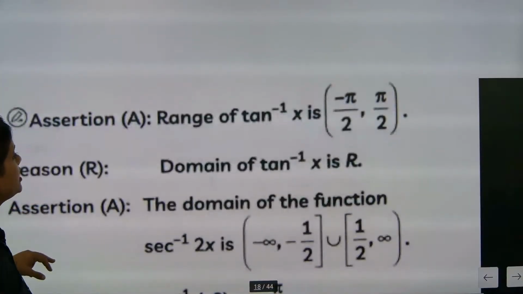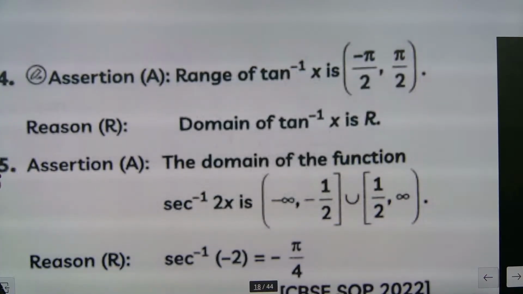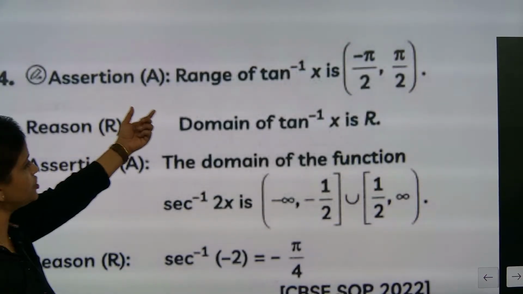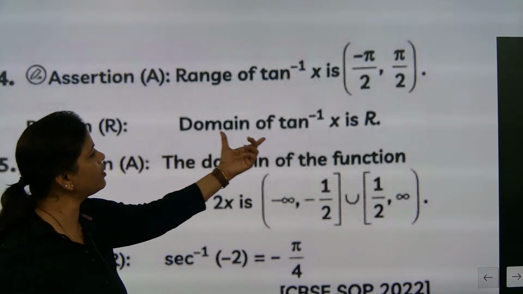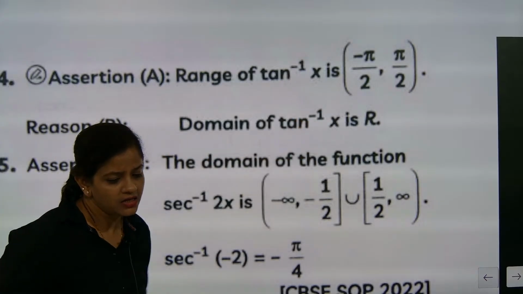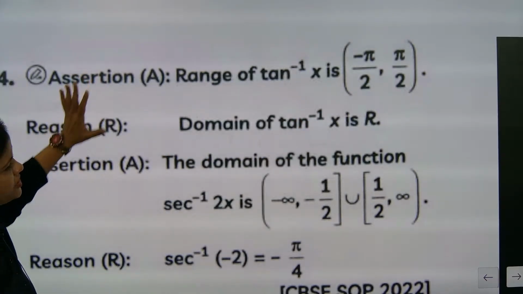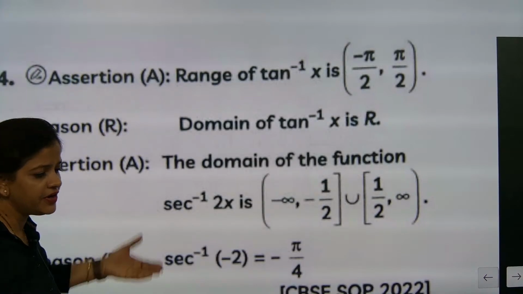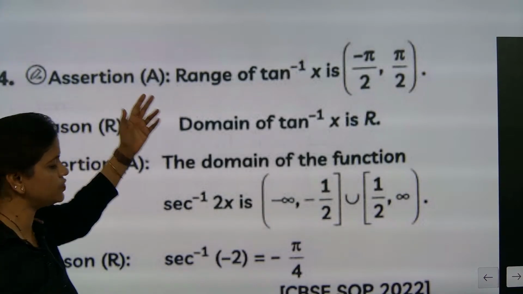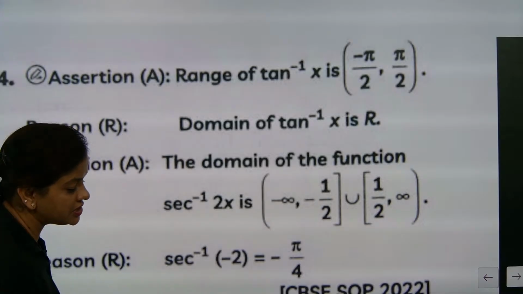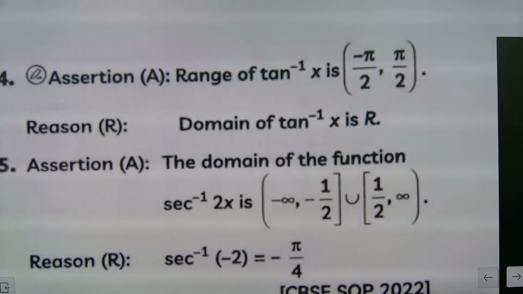Now please go for this assertion and reason. The range of tan inverse x is minus pi by 2 to pi by 2 and the domain of tan inverse x is R. Domain and range are there, but is there any connectivity between them? Did they say that if the domain is like this, the range will become that? You people decide this question number 14.